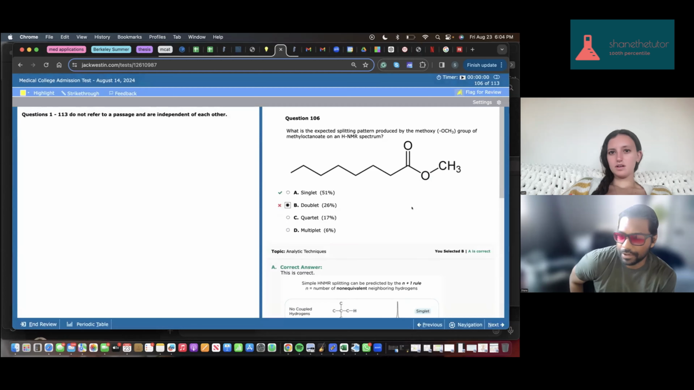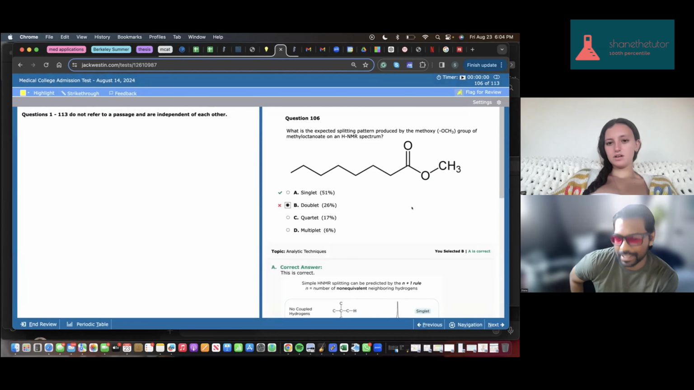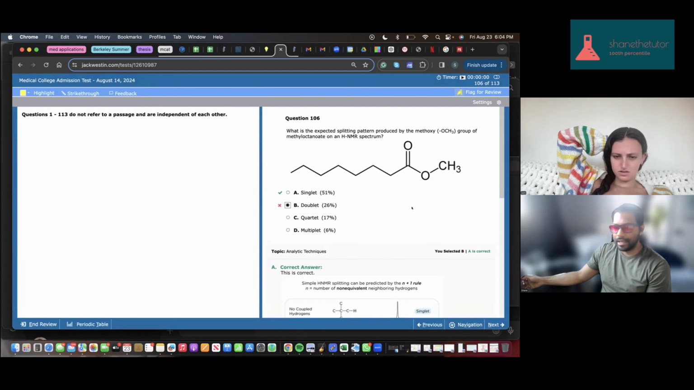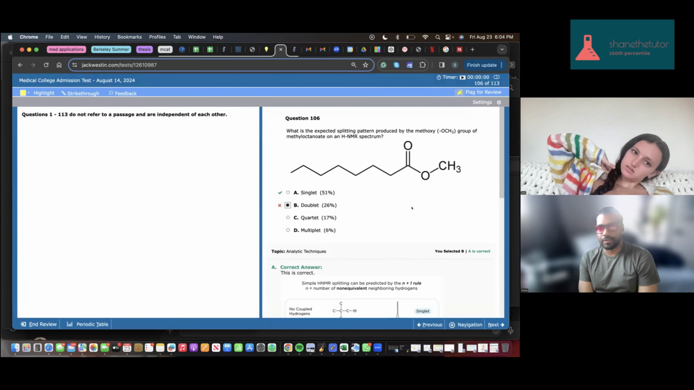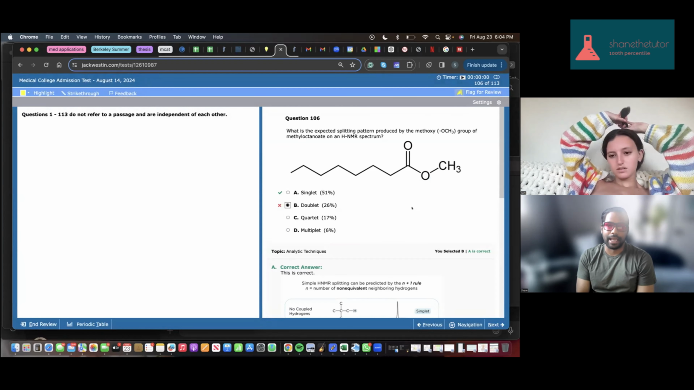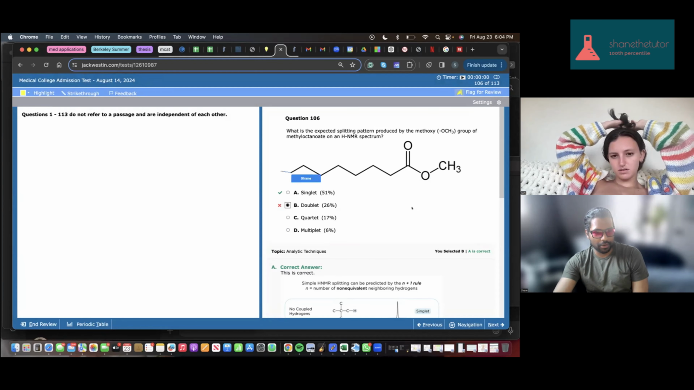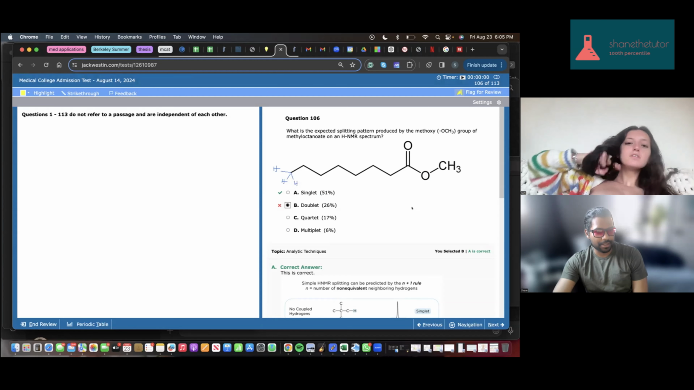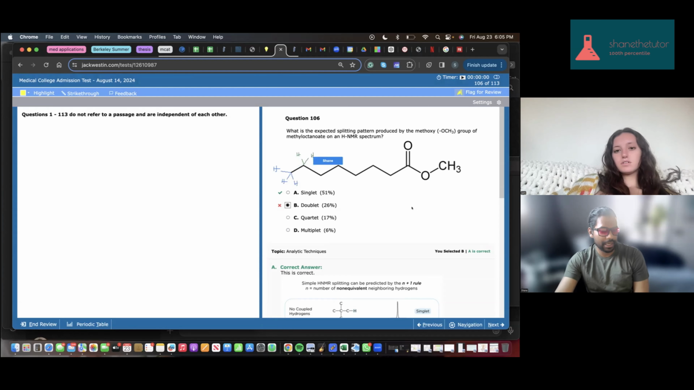So it's basically a way for you to identify unique hydrogens. Ultimately, it can tell you exactly what a molecule looks like. And when you do that, you consider the non-equivalent hydrogen neighbors. So for instance, here, this is just CH3 with these three hydrogens, and its neighbor has two hydrogens.